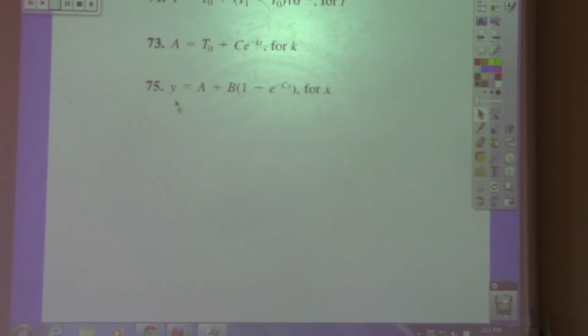All right, which one did I say, 75? Yes. Okay, let's do it. That's the same type of problem. Not exactly. y is equal to capital A plus capital B times 1 minus e to the negative capital C little x, close parentheses. Thank you.